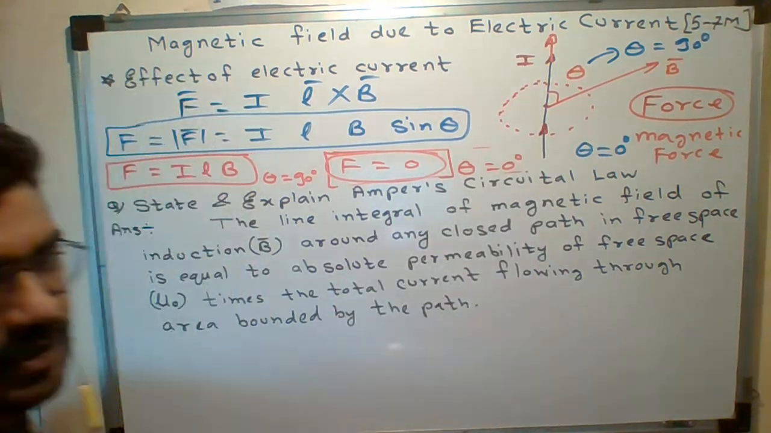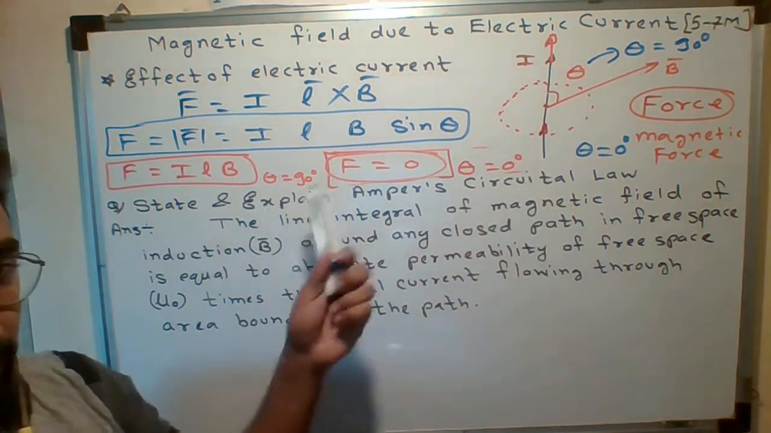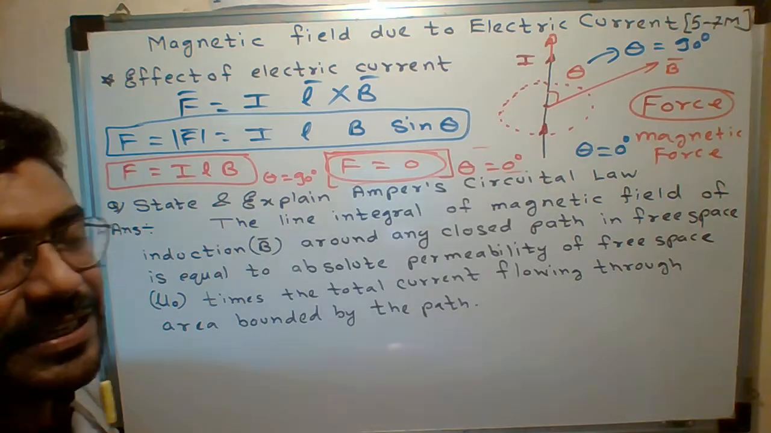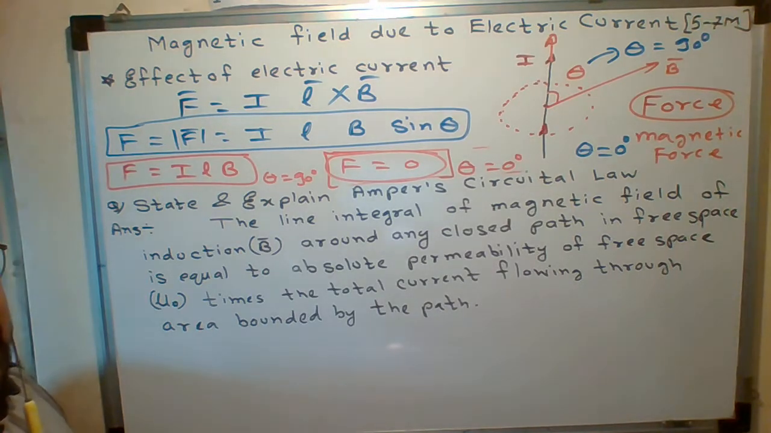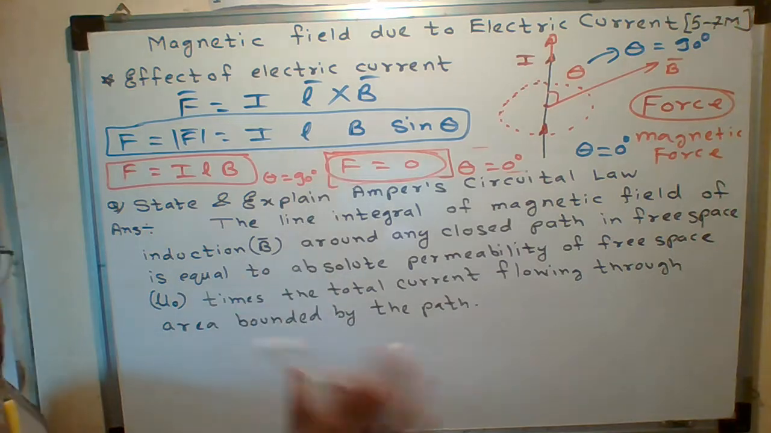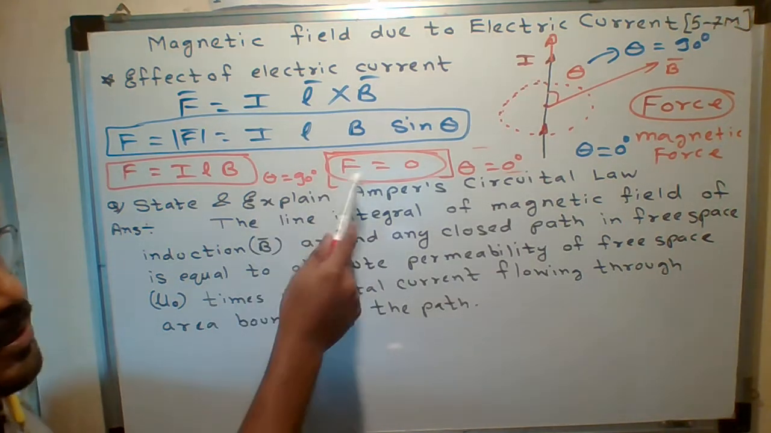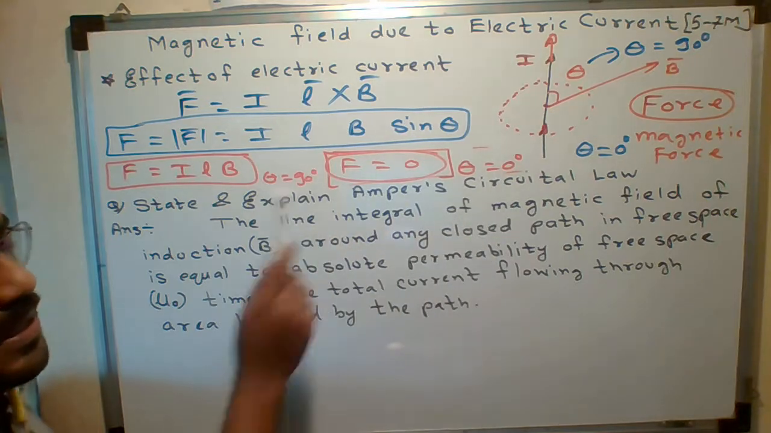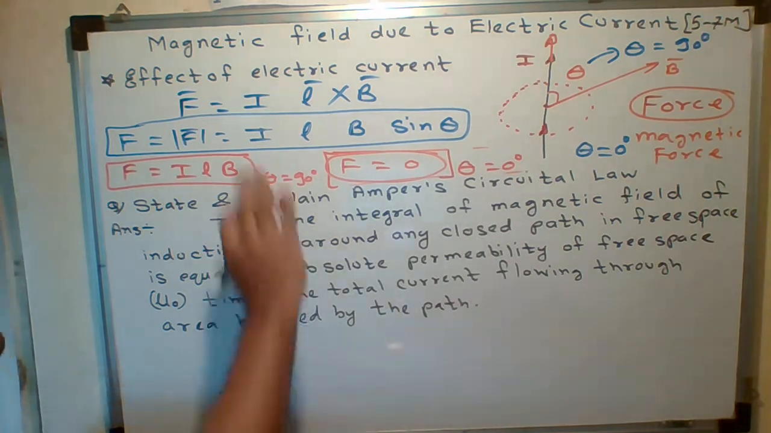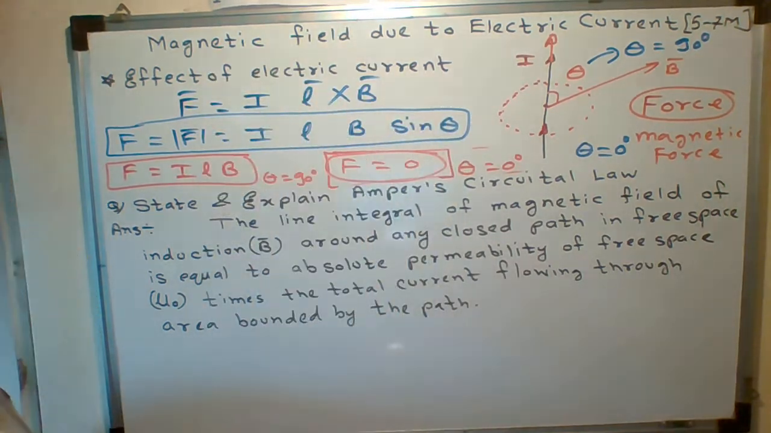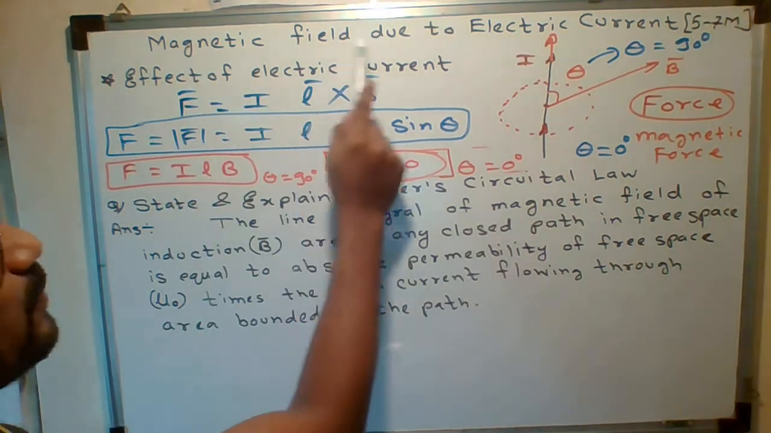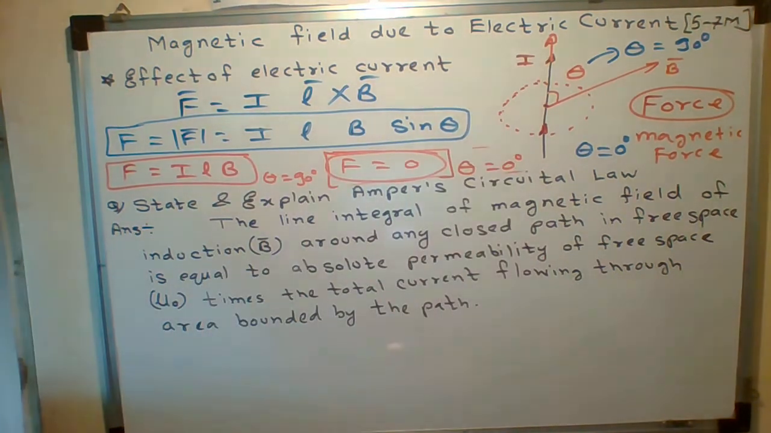On the basis of this phenomenon, we have studied the electric motor and electric generator in 10th standard. The same thing we are going to study over here. So already the phenomenon or theory of this force when theta is 90 and when theta is 0. Don't worry. So this is a simple explanation about magnetic field due to electric current.